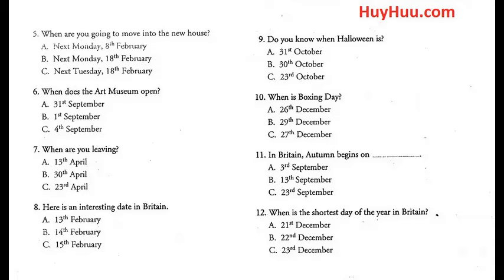The 26th of December. 11. In Britain, autumn begins on the 23rd of September. 12. Hi, Linda. Do you know in Britain when the shortest day of the year is? Yes, it's on the 21st of December. Nope. It's on the 22nd of December.